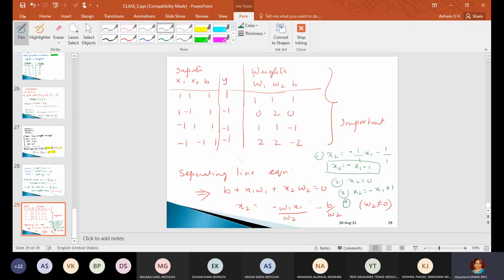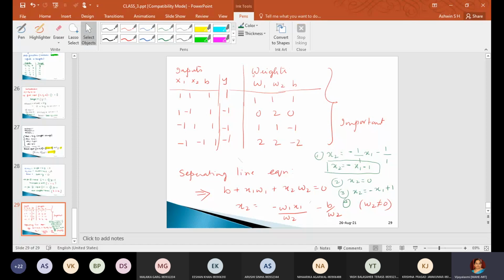Anybody any doubts how I got the four equations using this particular expression? Is it clear? Yes, ma'am. Okay, fine. So you have got four equations.